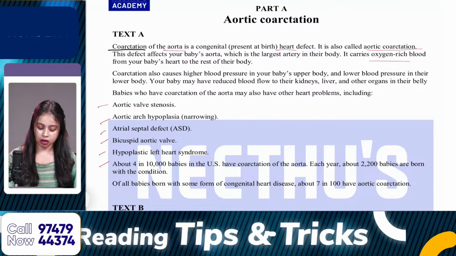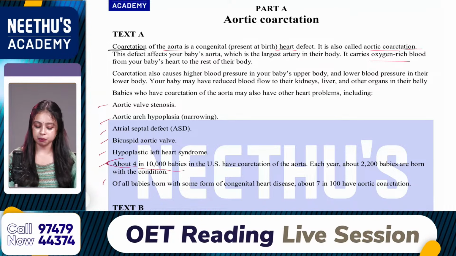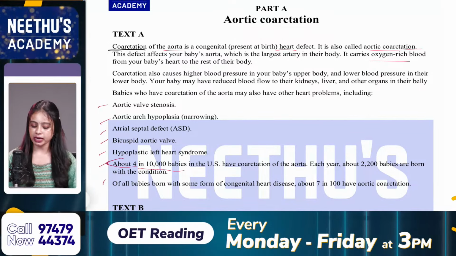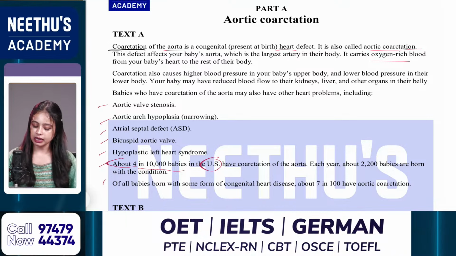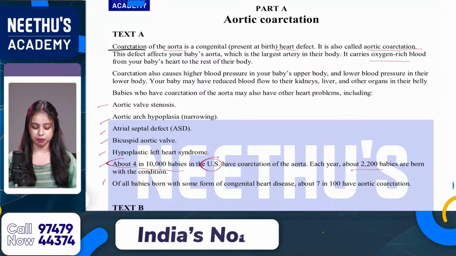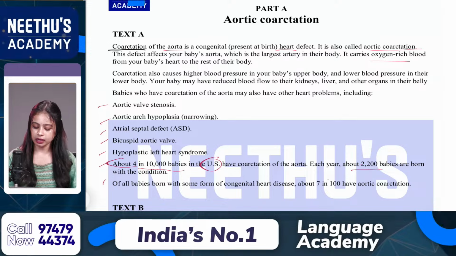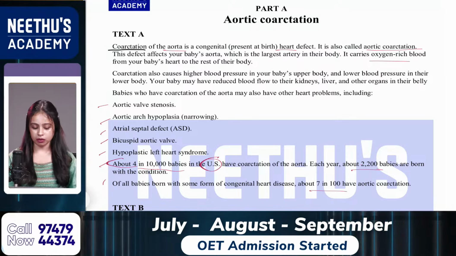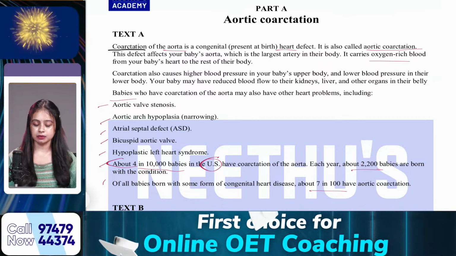Your baby may have reduced blood flow to their kidneys, liver, and other organs in their belly. Babies who have coarctation of the aorta may also have other heart problems. Then, in the last lines, they have mentioned the prevalence of the condition. 4 in 10,000 babies in the US have coarctation of the aorta. Each year, about 2,200 babies are born with this condition. Of all babies born with some form of congenital heart disease, about 7 in 100 have aortic coarctations. Okay, so these are my keywords from the first text.